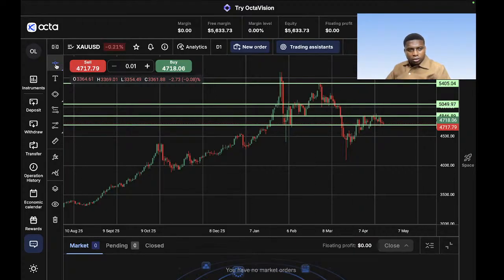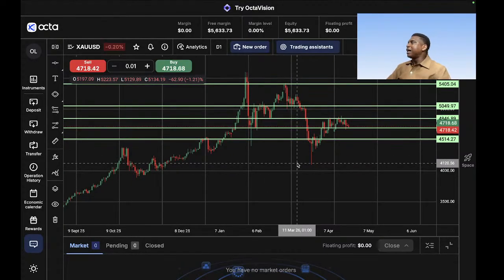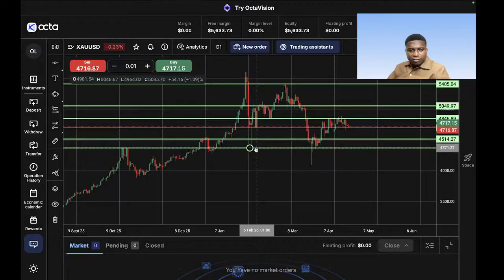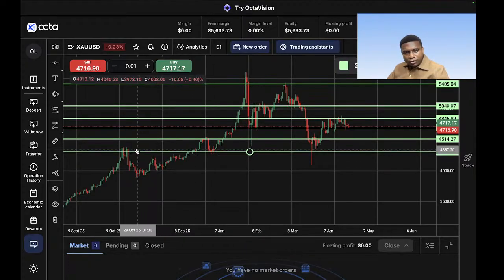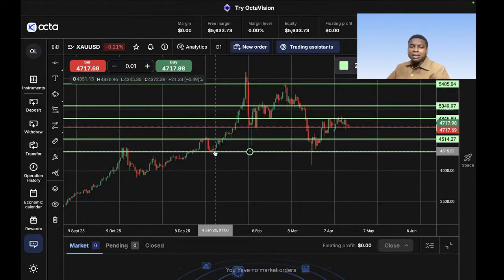So we're identifying key market structure. These are levels where price touched and bounced back. Likewise, price came here and bounced back. You can see price came to this level, bounced down, broke out of this level and went up, then came down to that resistance, now turned support, and was pushed back up.